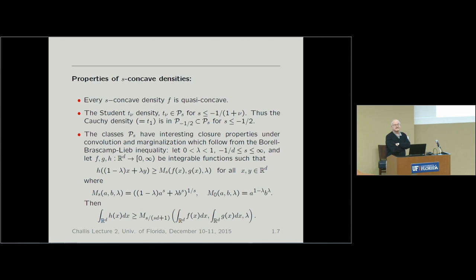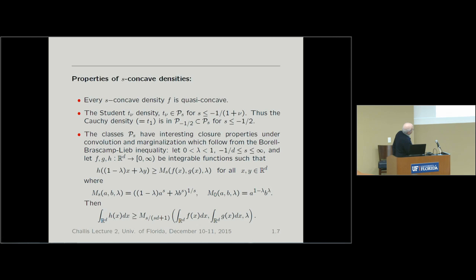So all those T guys are in there. And the Cauchy density in particular, which is T1, is in P minus a half, which is contained in P_s for s less than or equal to minus a half. So Cauchy is exactly at s equals minus a half. As you go down further, you get classes that are bigger and contain T with 1 degree of freedom. Okay. With higher degrees of freedom, they go down toward log-concave, or zero. So higher degrees of freedom will get you closer to log-concave.